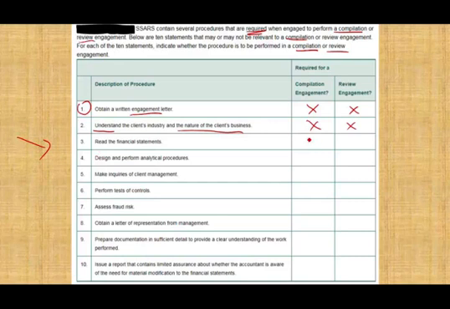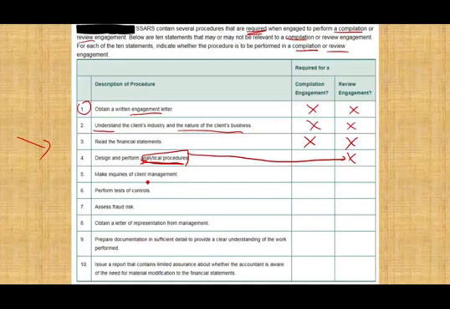Read the financial statements. Of course you want to read the financial statements for a review and for a compilation to make sure everything adds up mathematically, things make sense. Design and perform analytical procedures. Analytical procedures, compilation, no. Review, yes. For reviews, this is one of the main things that we do, analytical procedures. So for sure, we do this for a review, but not for compilations.